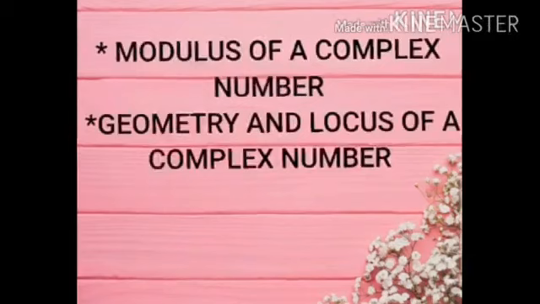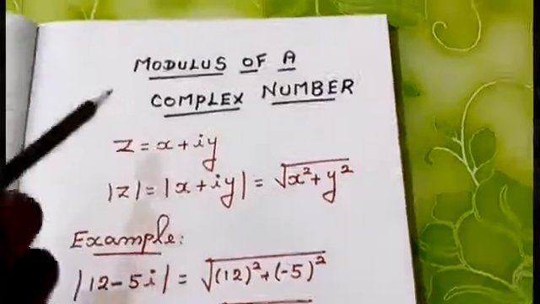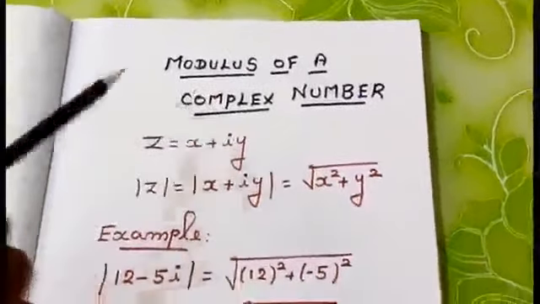In the last class, you saw the basic algebraic properties of complex numbers and the conjugate of a complex number. Today, we are going to see the modulus of a complex number, geometry, and locus of a complex number. Modulus of a complex number.